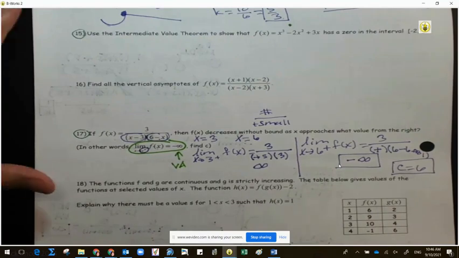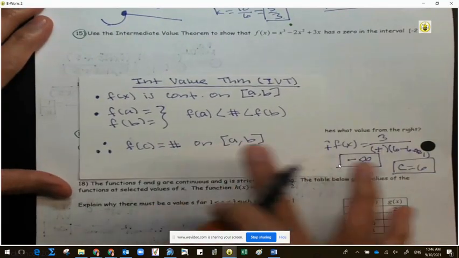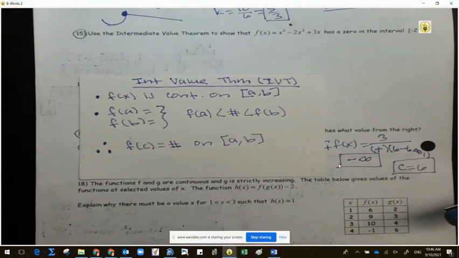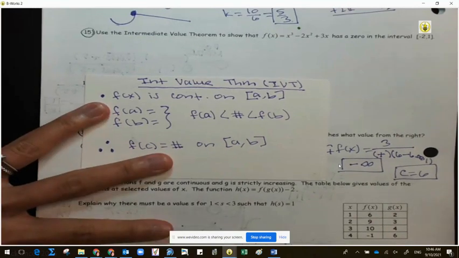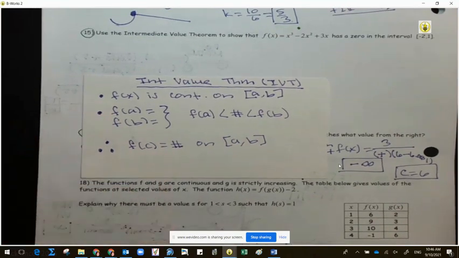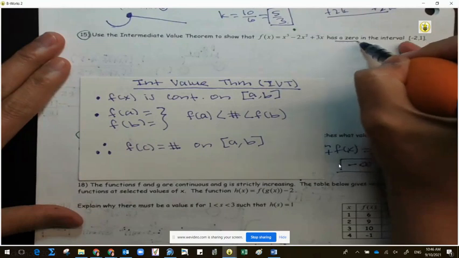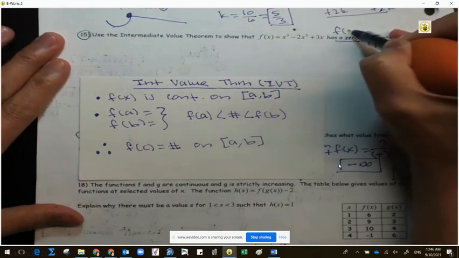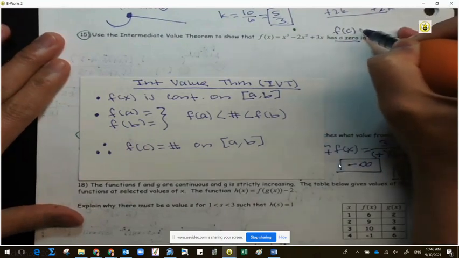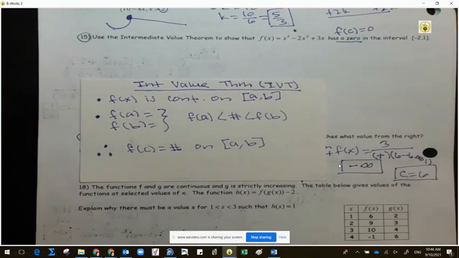Intermediate. Use the Intermediate Value Theorem to show that f of x equals x cubed minus 2x squared plus 3x has a 0 in the interval -2 to 1. So "has a 0" basically means, is there an f of c, I'm going to use, for the definition's sake, that is equal to 0.